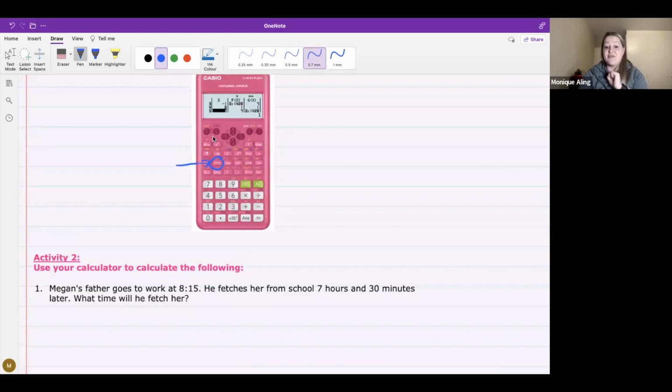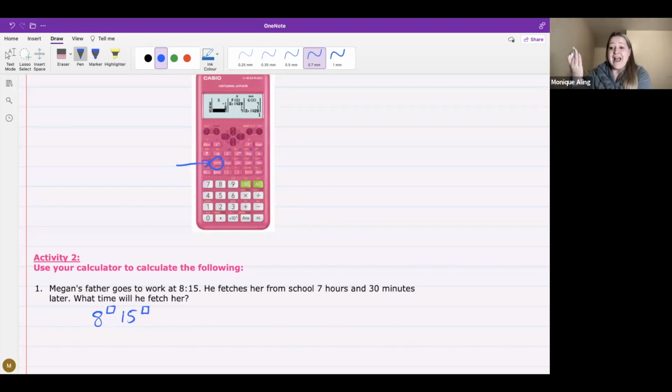So to do this on your calculator, we're going to take the actual time and add the 7 hours and 30 minutes to it. You're always going to write the hour first. So it's 8. In your calculator, you're going to type 8. Then you're going to press that time button, and it's going to show you a little square on your screen next to the 8. Then you're going to put in your minutes. You're going to type in 15 on your calculator. It comes up with a little square again.